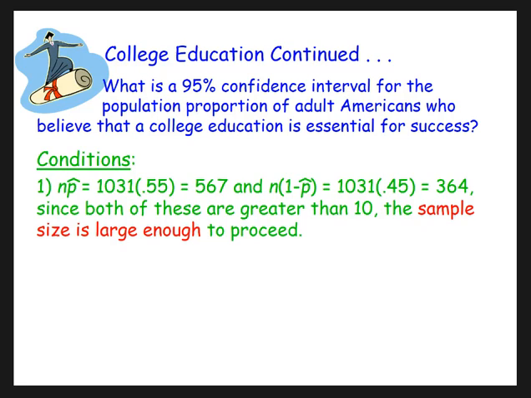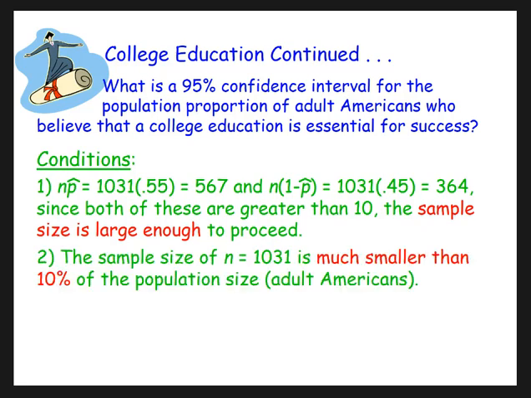N times P, where P is that point estimate, P hat: 1,031 times 0.55 is 567. N times 1 minus P hat, that'd be 1,031 times 0.45, that's 464. Both are bigger than 10, so the sample is large enough.